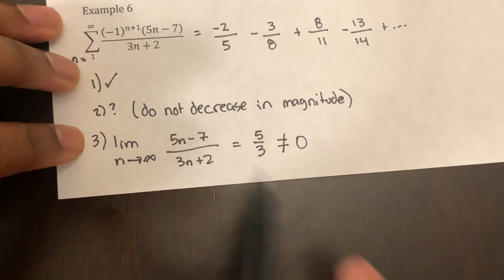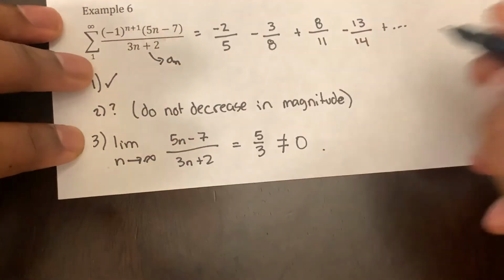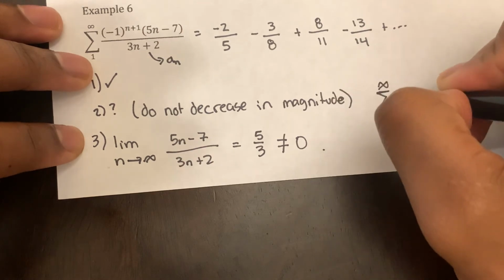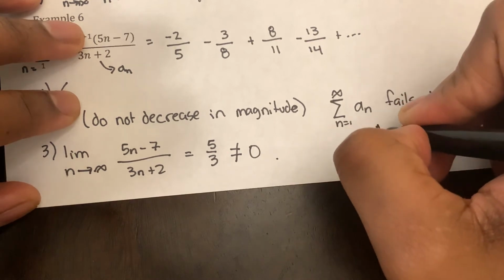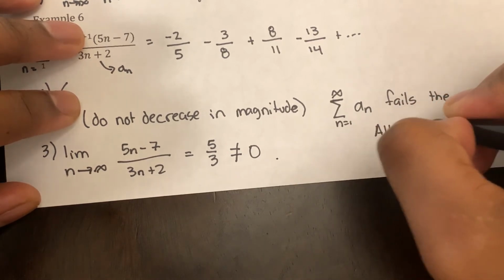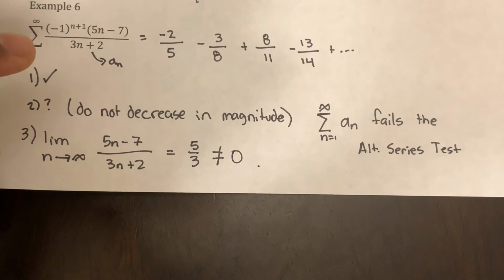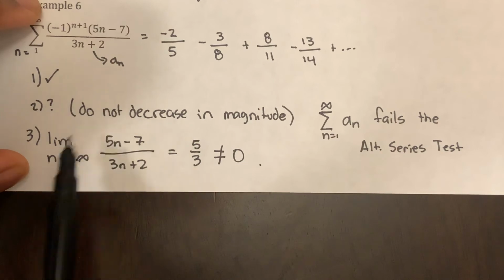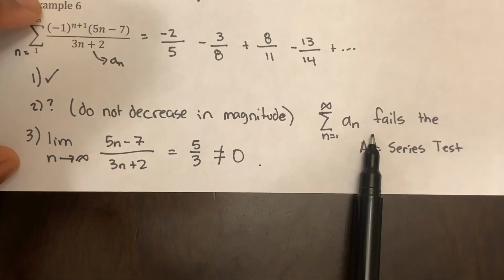So in this case, we're just going to call this an, so we don't have to write the entire thing. So we would say the series from n equals 1 to infinity of an fails the alternating series test. You don't have to write why. Like showing your work is enough proof. So the limit is not 0. If any of these do not check out, then the series fails the alternating series test.